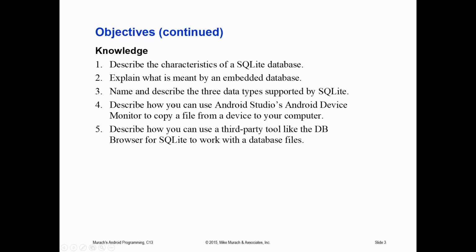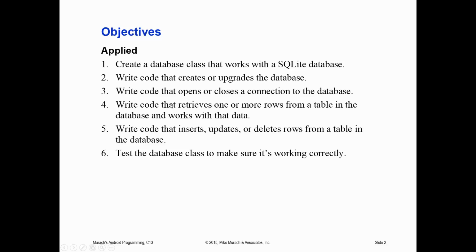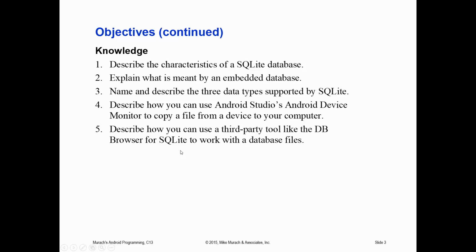You'll notice we have 6 applied objectives and 5 knowledge objectives. For the applied objectives, create a database class that works with a SQLite database, write code that creates or upgrades the database, write code that opens or closes a connection to the database, write code that retrieves one or more rows from a table in the database and works with said data, write code that inserts, updates, and or deletes rows from a table in a database, test the database class to make sure it's working correctly. Those are our 6 applied objectives.